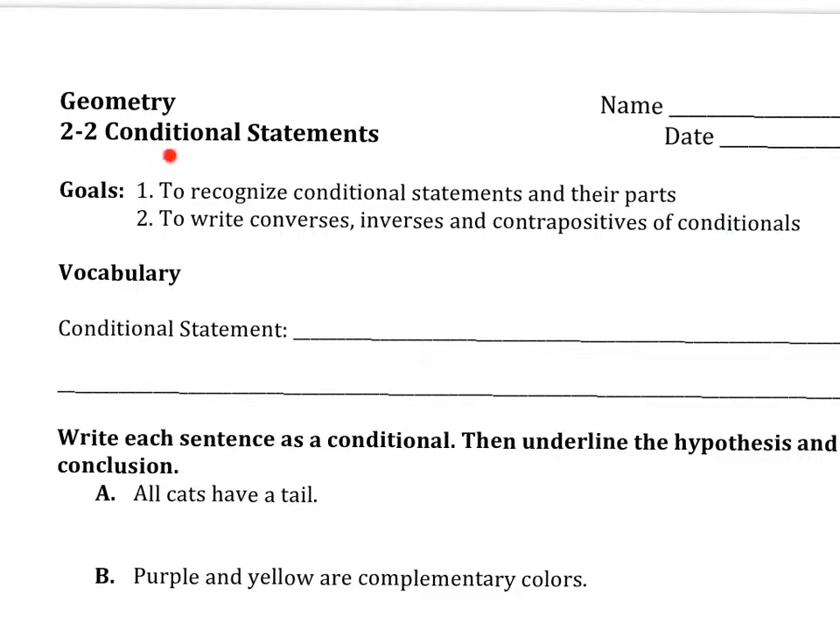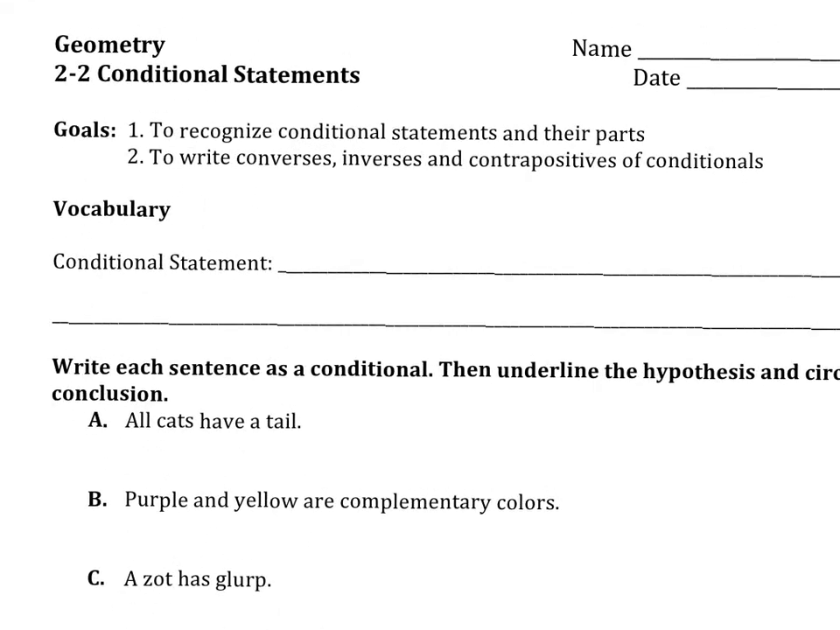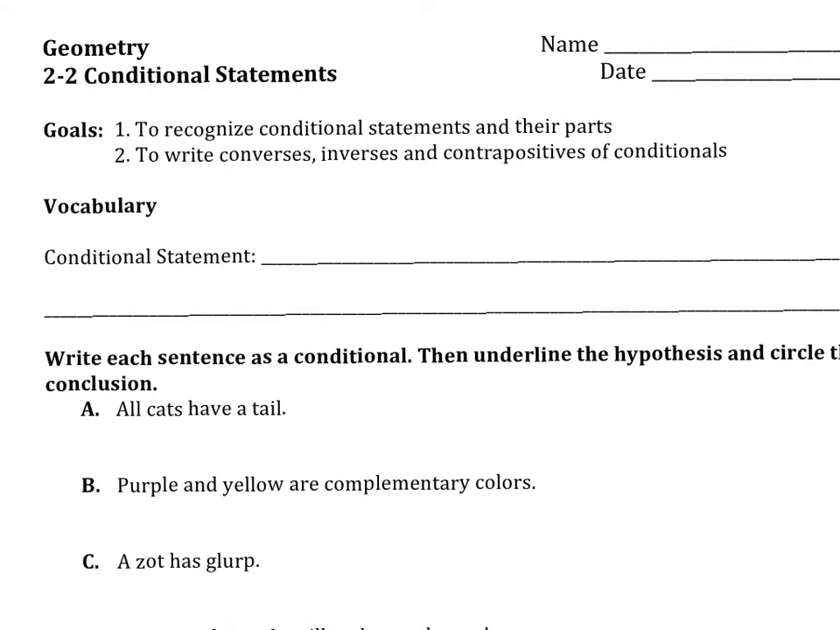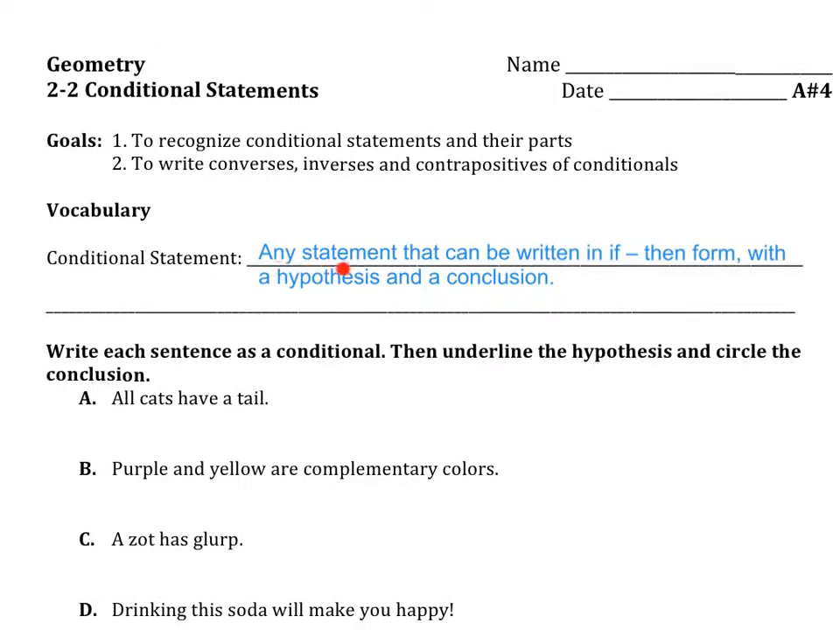So the first thing we want to be able to define is what is a conditional statement. And a conditional statement is sort of a funny definition. Any statement that can be written in if-then form with a hypothesis and a conclusion. The hypothesis is what comes after the word if, and the conclusion is what comes after the word then.